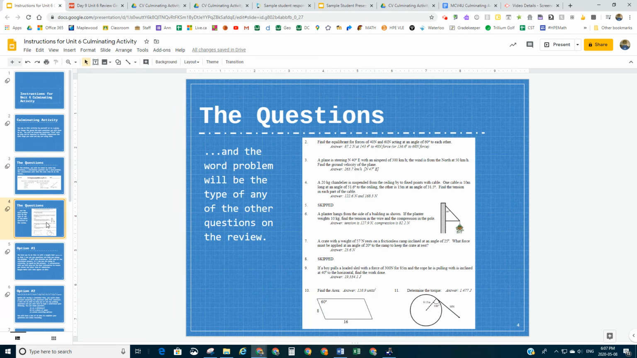Then your second question will be a word problem, where it'll come from these standard questions, these classic questions that I've been asking, like the plane question, or the chandelier being suspended by 2 cables, or a planter, or the box on a ramp question, or these are your dot product and cross product ones from this week. Okay, so your second question won't be one of these, but it'll be like one of these type of questions.